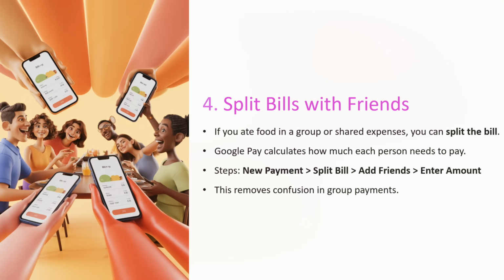Fourth one is split bills with friends. If you ate food in a group or shared expenses, you can split the bill. Google Pay calculates how much each person needs to pay. For that, you have to go to new payment, split bill, and add friends, then enter the amount. This removes confusion in group payments.